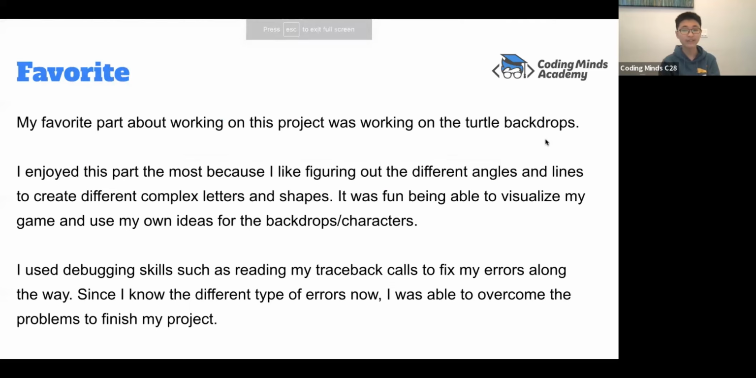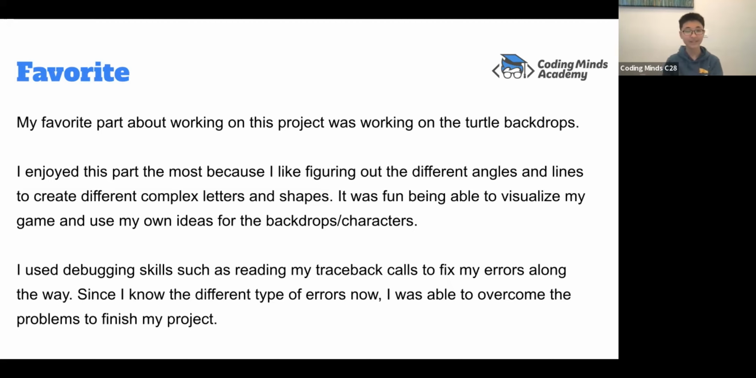And my favorite thing of that project is the turtle backdrops. I enjoy that part the most because I'm figuring out those different angles, and it actually helped me with the math. And the lines created with the different complex letters and shapes, as you see, there's a lot of things with the turtle one, and it's fun being able to visualize that turtle game and use my own ideas for the backdrops and characters.